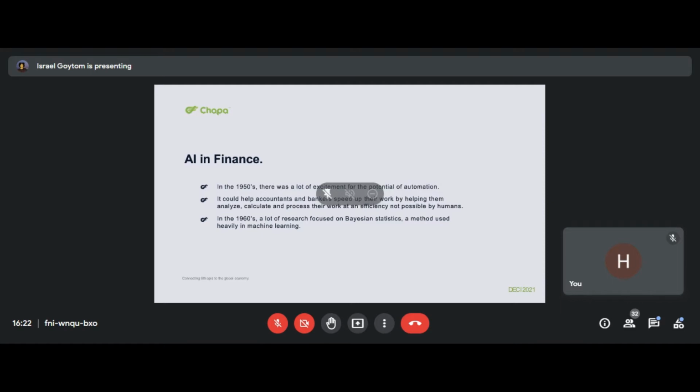So, AI in finance. In the 1950s, there was a lot of excitement about the potential of automation. It was probably not exactly AI, but people thought of automating tools that could help financial accountants and bank clerks calculate and process in a faster, more efficient way.